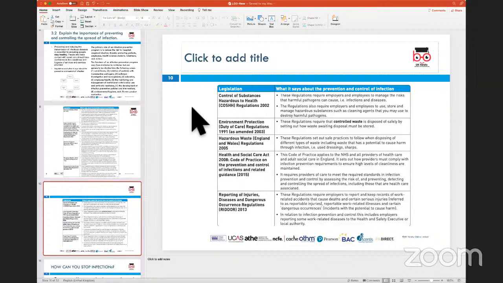We have reporting of injuries, diseases and dangerous occurrences, which is called RIDDOR for short. For example, if you have an outbreak of a Staphylococcus bacterium, people start to develop diarrhea. This is because there is a waterborne bacterium causing an outbreak within an office or a premises, and everybody gets infected.